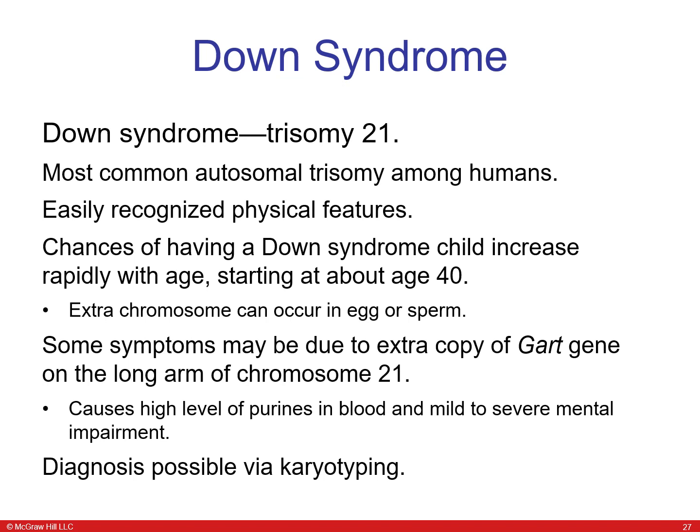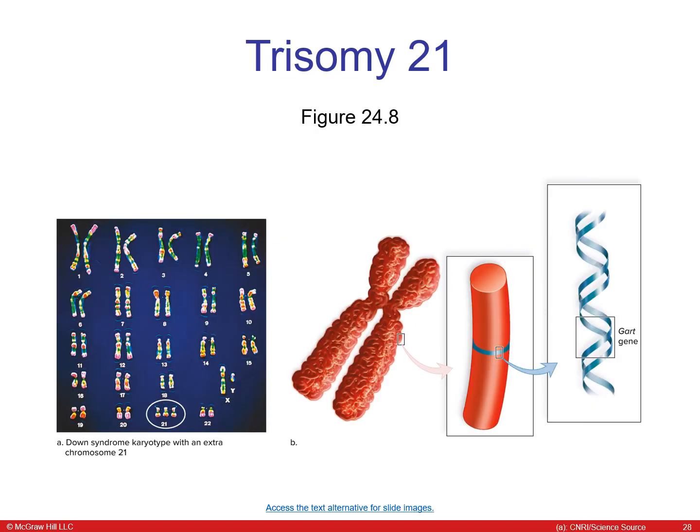Some symptoms may be due to the extra copy of the GART gene on the long arm of chromosome 21, which causes high levels of purines in the blood and mild to severe mental impairment. This diagnosis is possible via karyotyping. You can see the karyotype here of a person with trisomy 21. Circled in the karyotype, they have 3 chromosome 21s instead of 2.